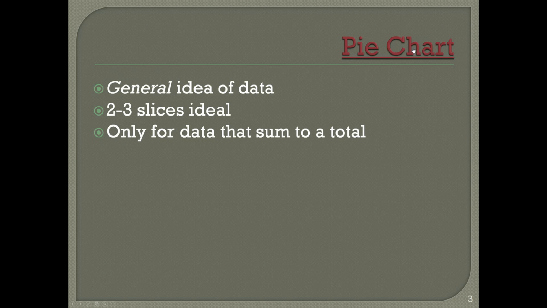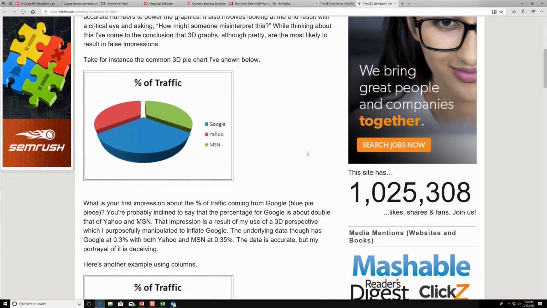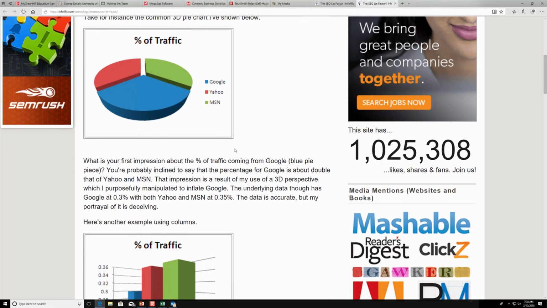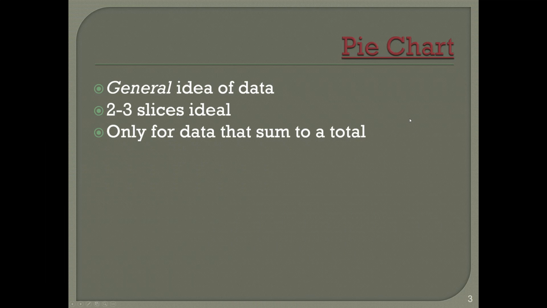One thing to note for bar charts, pie charts, when you use the 3D rendition of it, it can be deceptive. So take a look at this figure, percent of traffic. It looks like Google has the biggest piece and Yahoo and MSN have smaller pieces, but it's actually Google at 0.3 and both Yahoo and MSN at 0.35. So that's pretty deceptive. This one as well, looks like MSN is the highest, but as you saw, Yahoo and MSN were the same at 0.35 and Google was only 0.05 less than the other two. So it's kind of deceptive to use the 3D feature.